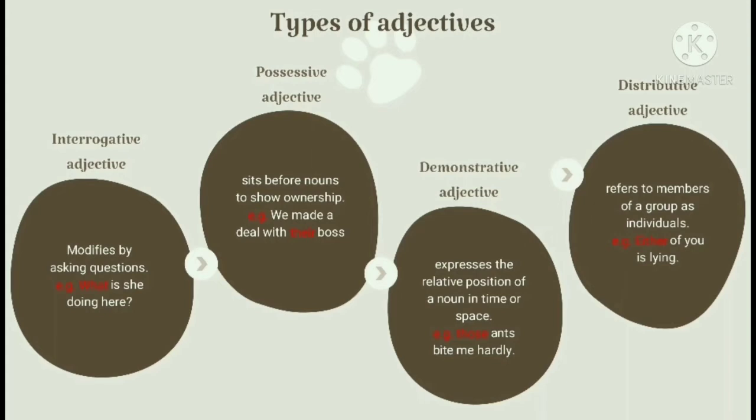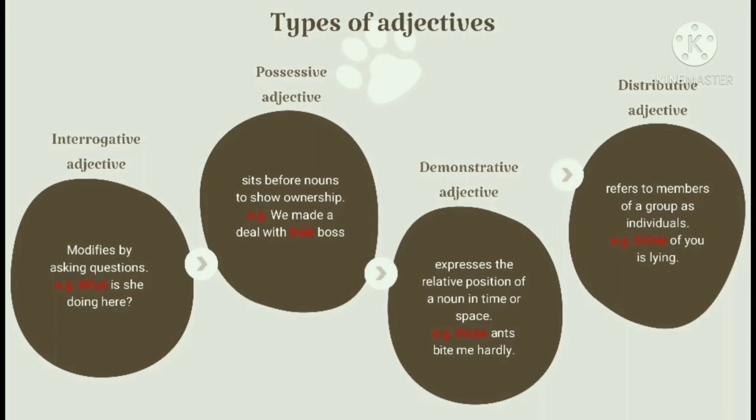Interrogative adjective modifies nouns by asking questions. For example, what is he doing here? The word what is an interrogative adjective.